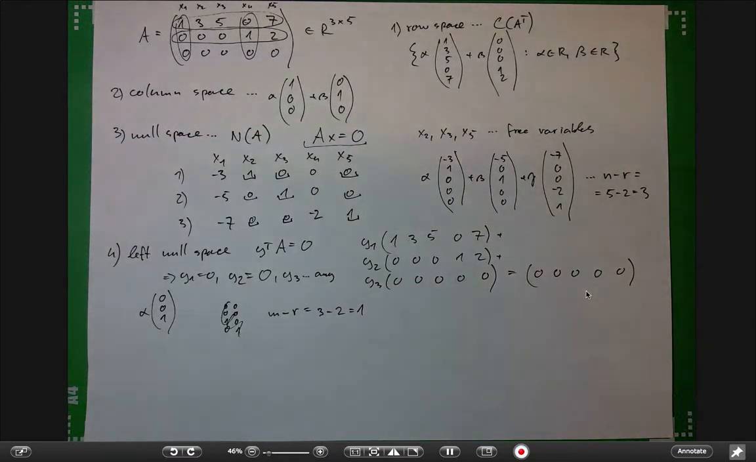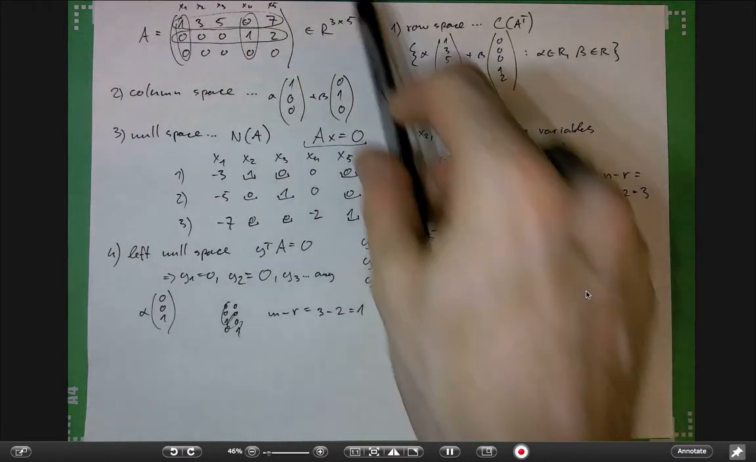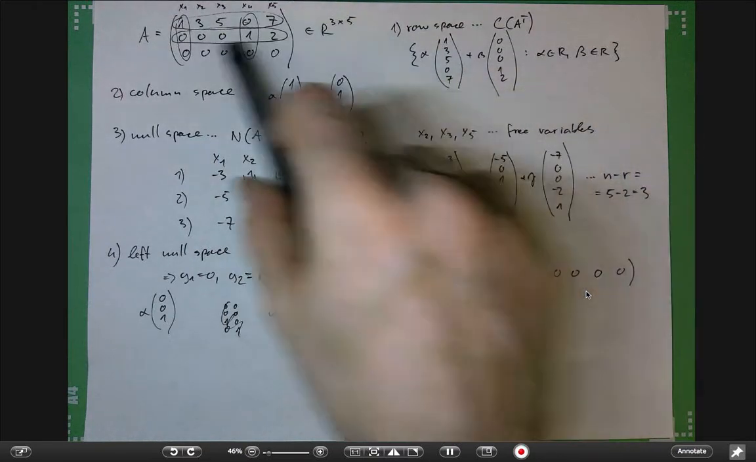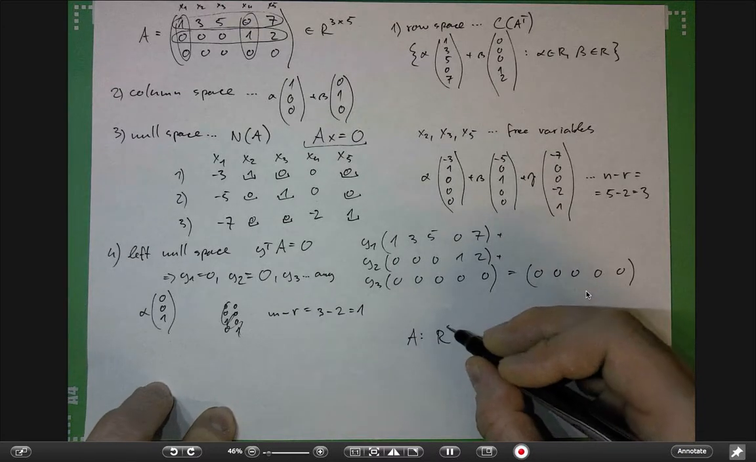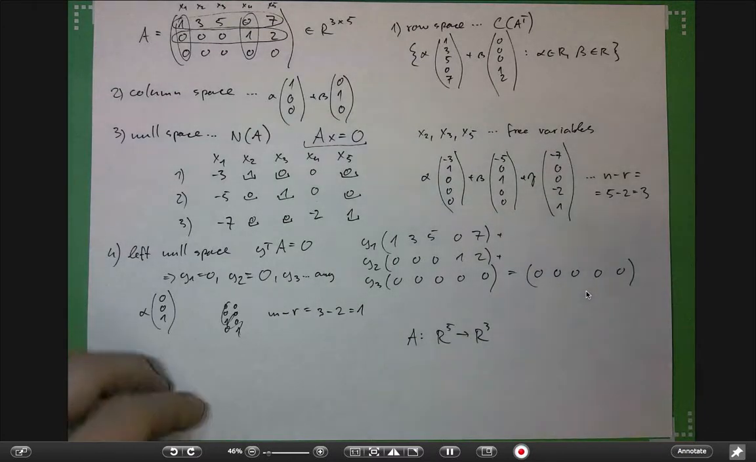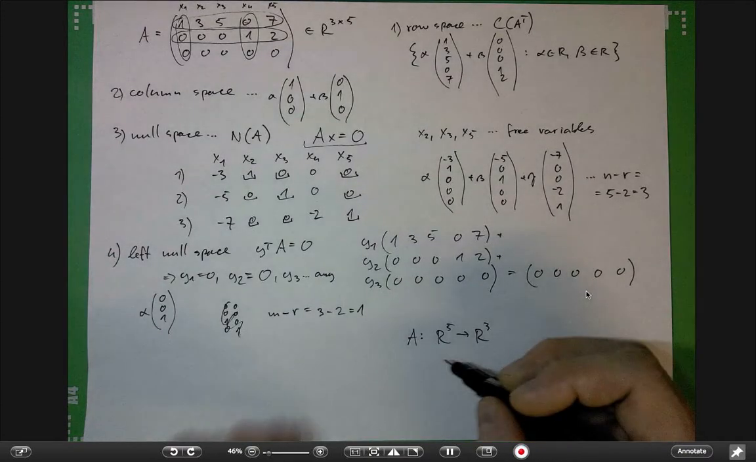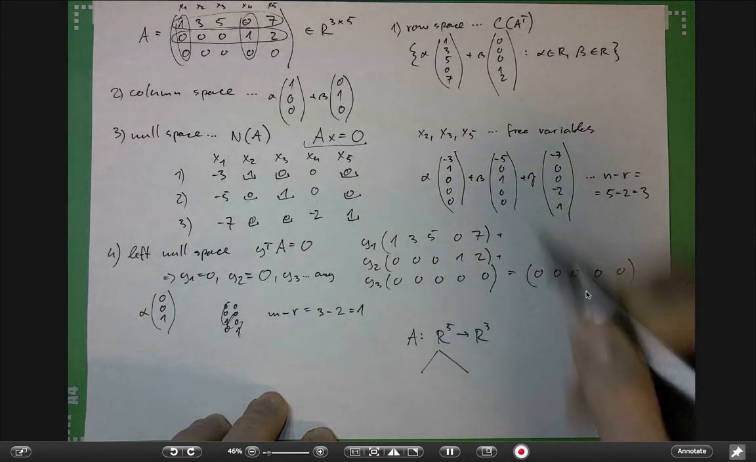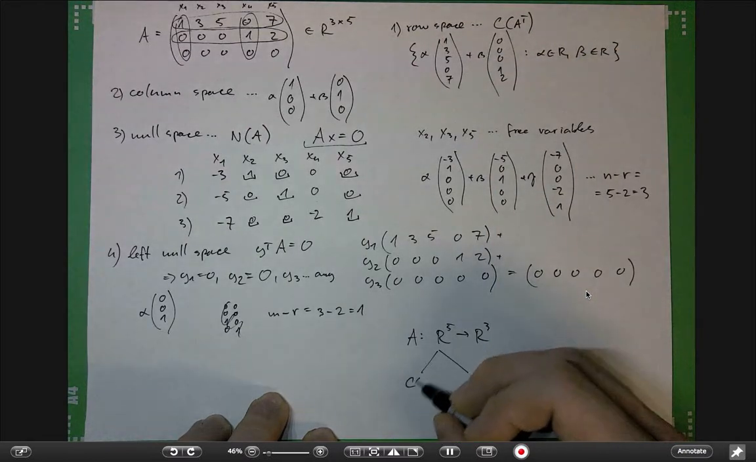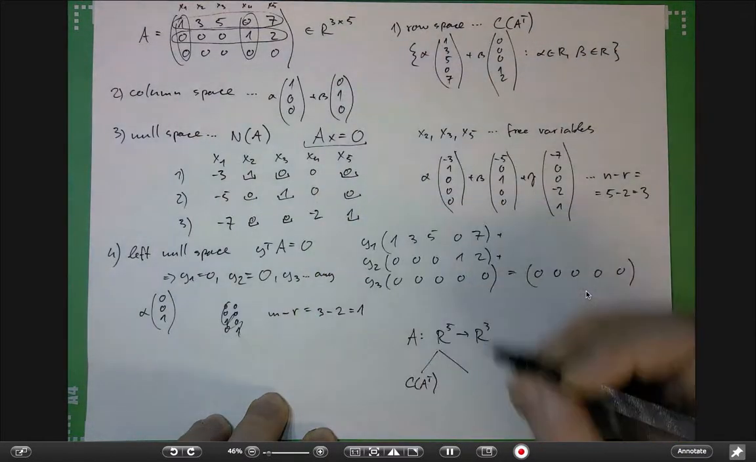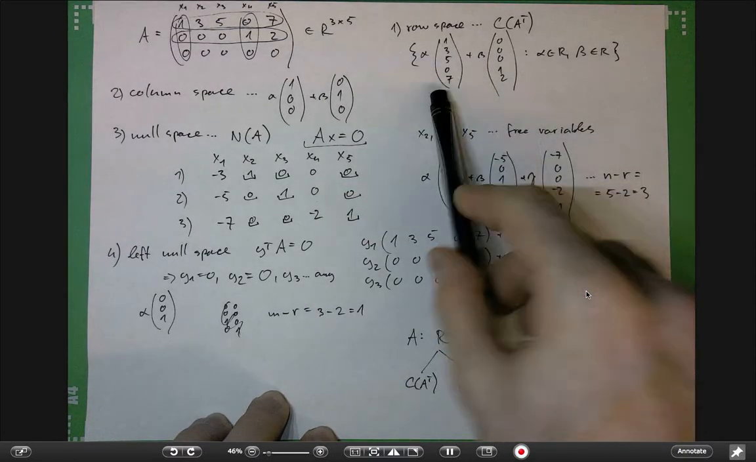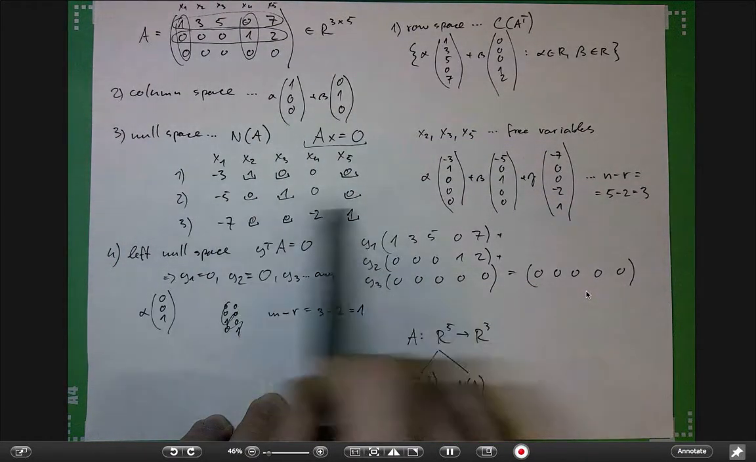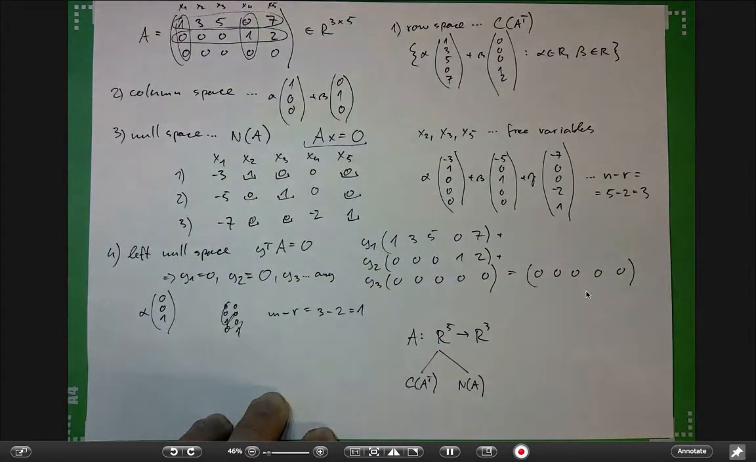So you can notice here that if I'm looking at the matrix as mapping from R5 to R3, so my A is actually a mapping from R5 to R3, then this R5 splits into two pieces, splits into the row space, C A transpose, and the null space, N A, right? Those are like the five-dimensional things, right? Just by the way it multiplies, right?